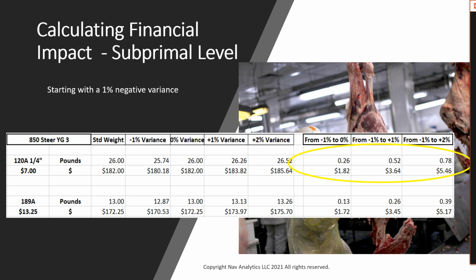gain of $5.46. When we look at the 189A, we have a gain for going from negative 1 to 0 of 0.13 pounds for a $1.72 gain. And when we look at going from negative 1 to a positive 2%, we have a gain of almost 0.4 pounds for $5.17.